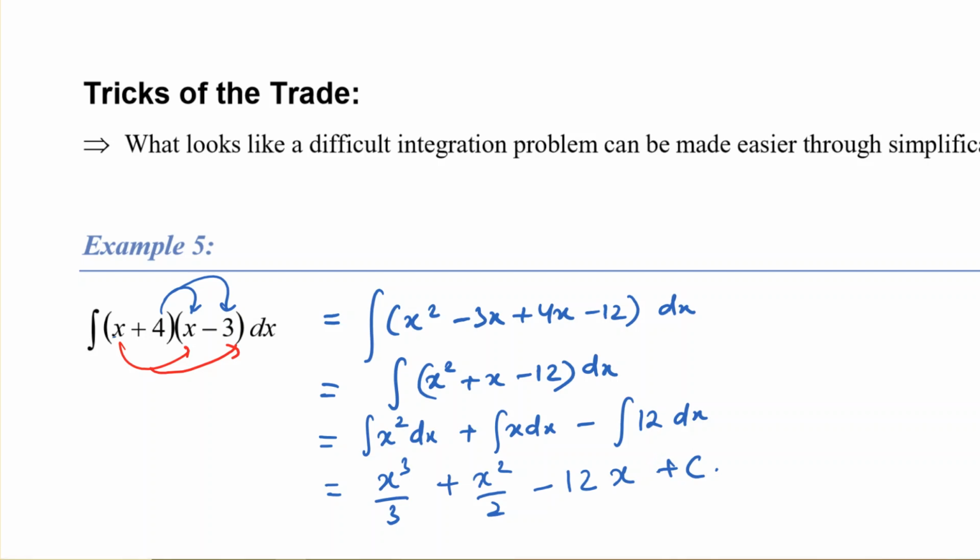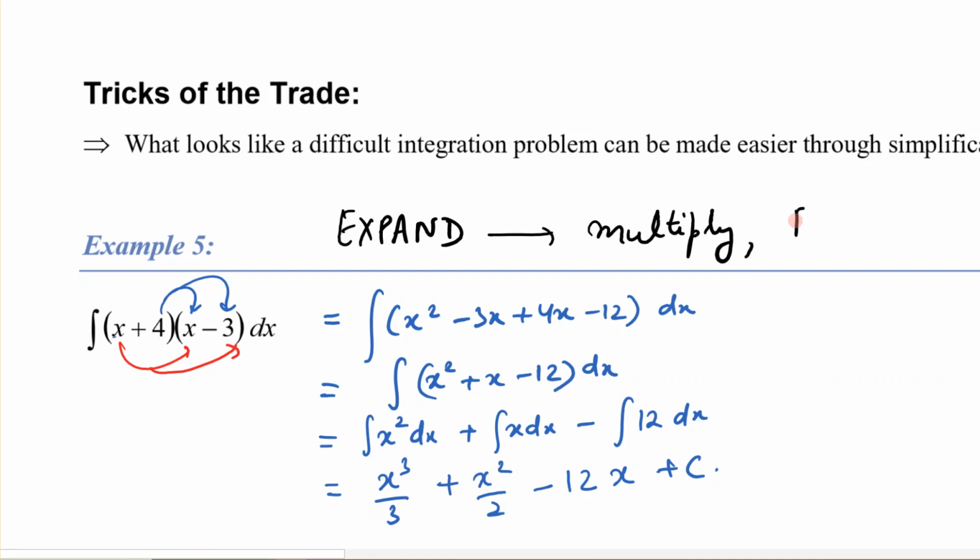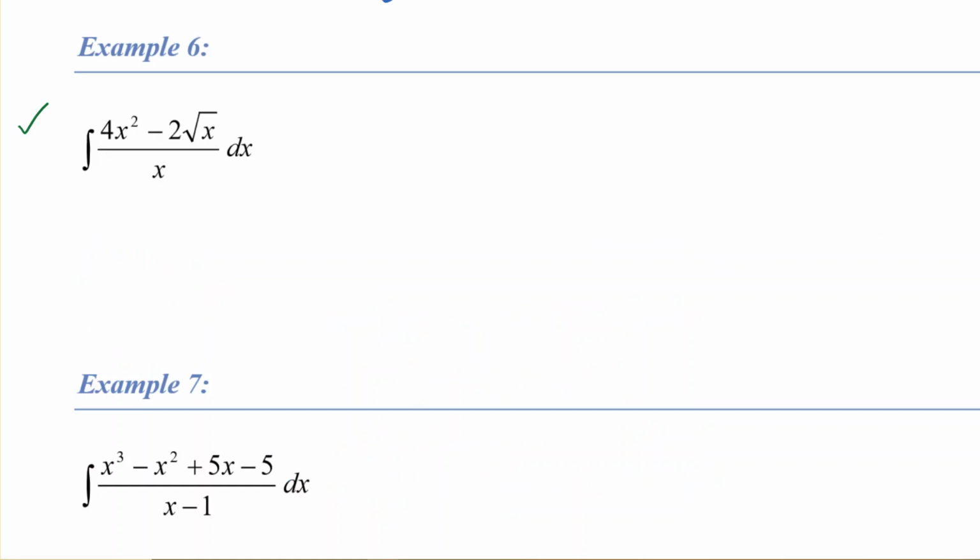So the first trick of the trade is that sometimes expanding helps. You can multiply the expressions together, so you can do the foiling. If you know the foiling method, you just multiply the two binomials together. So let's take a look at our next example.